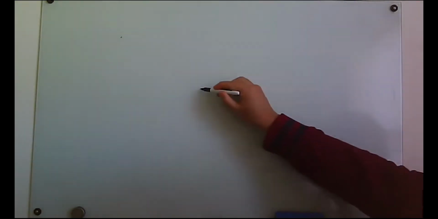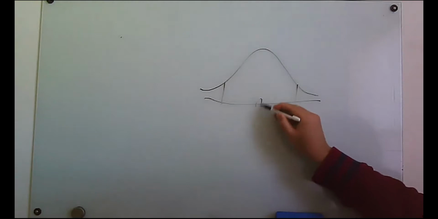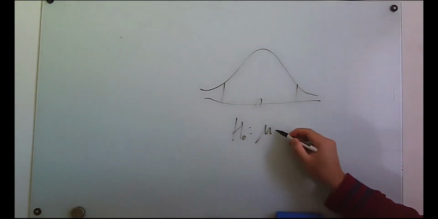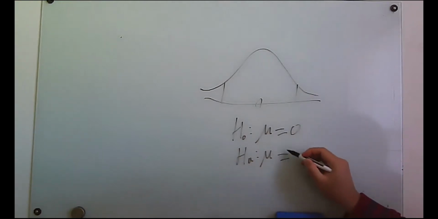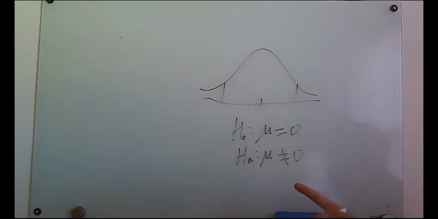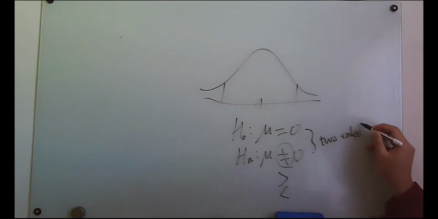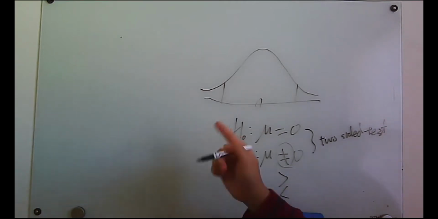We learned that two-sided is when you are testing whether something is, for example, the null hypothesis is that mu is equal to zero, and the alternative is that mu is not equal to zero. Why is this called two-sided? Because it doesn't matter whether it is positive or negative. As long as it's not equal to zero, that is the alternative. So this was called the two-sided test.